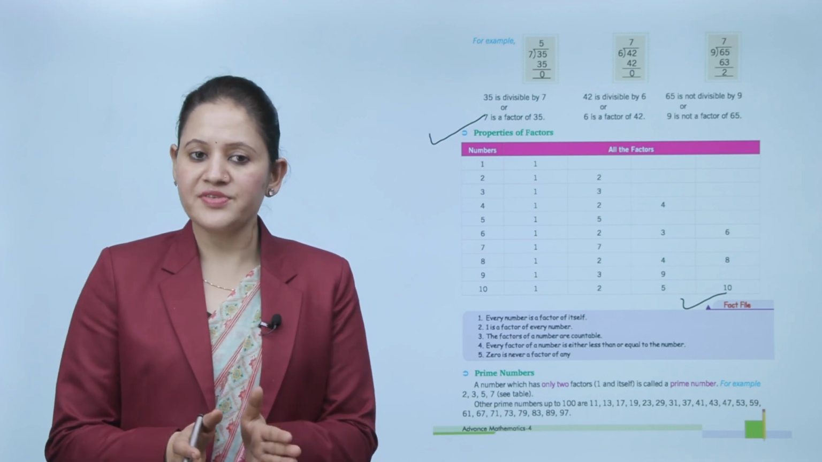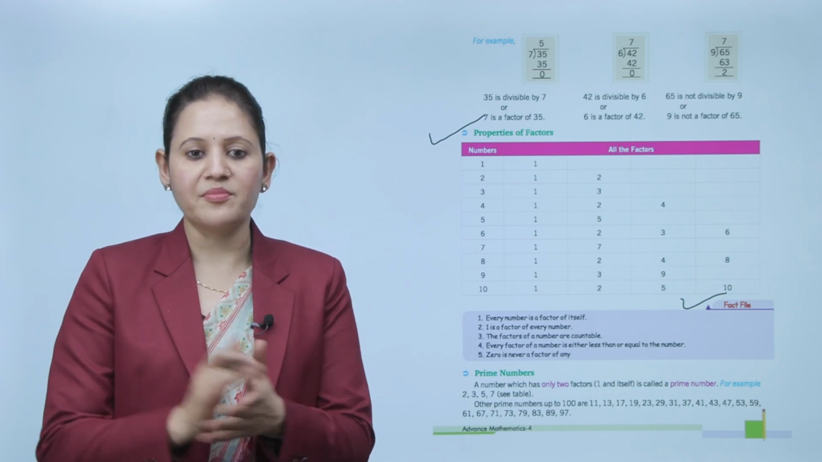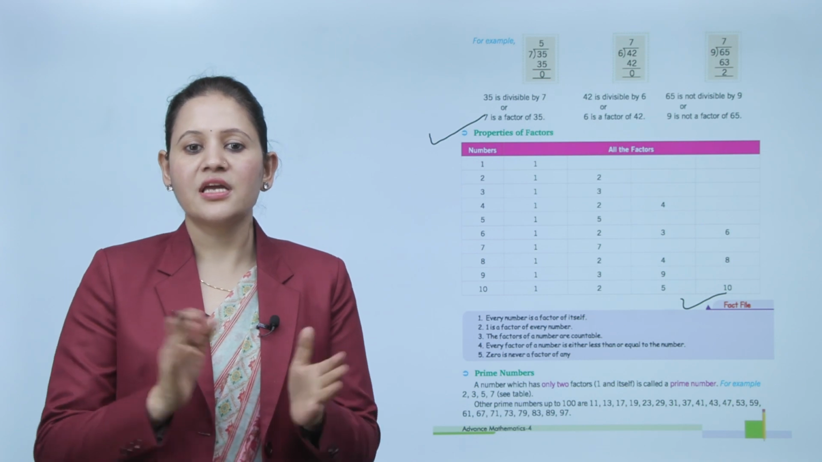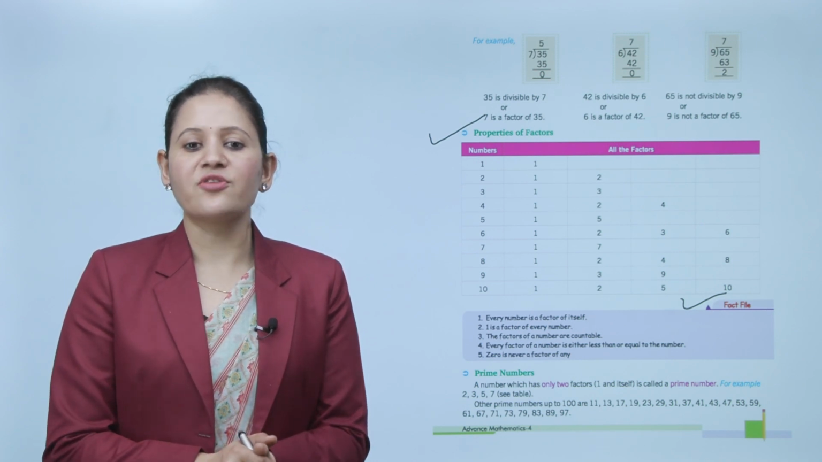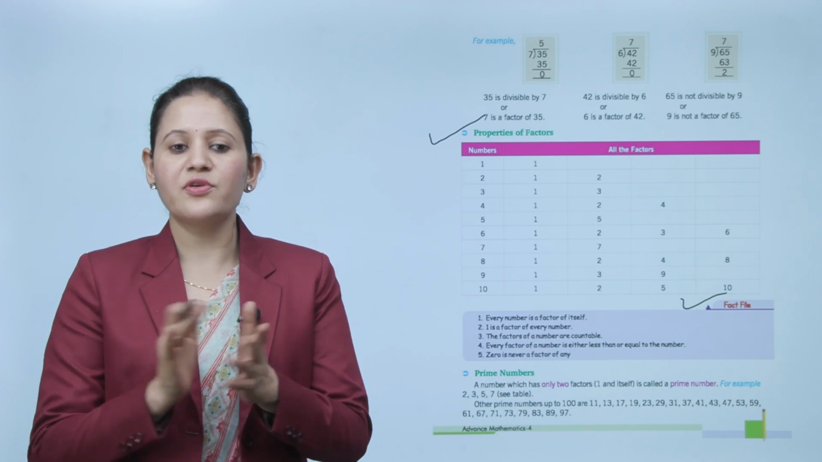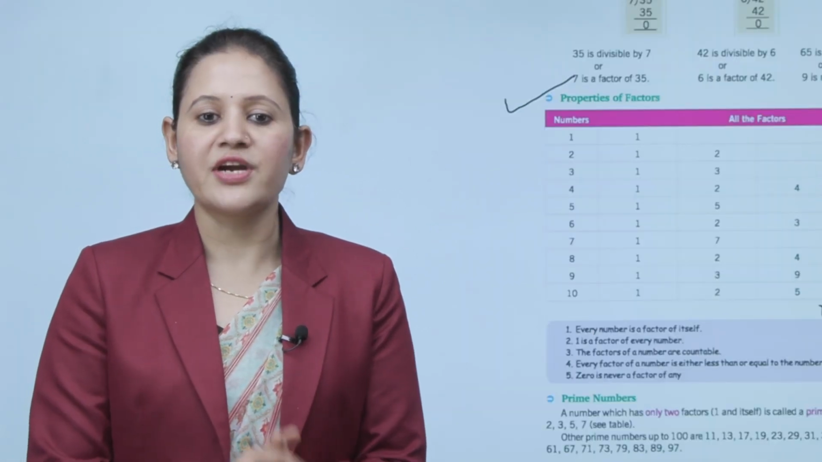Every number is a factor of itself. 1 is a factor of every number. The factors of a number are countable. Every factor of a number is less than or equal to that number. 0 is never a factor of any number.